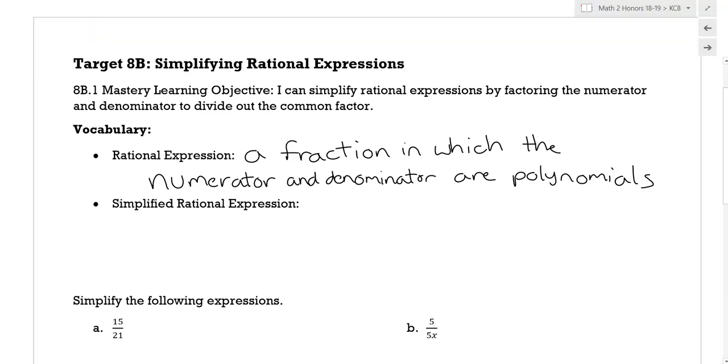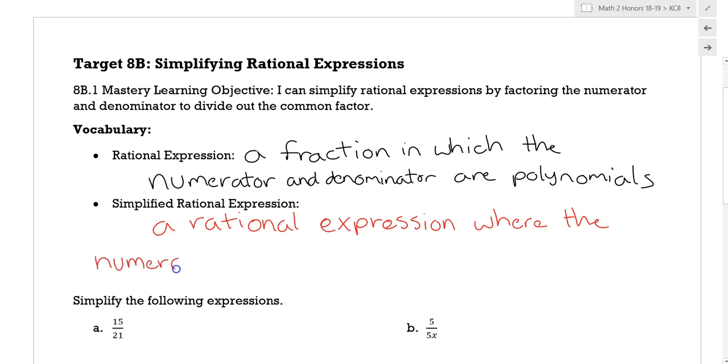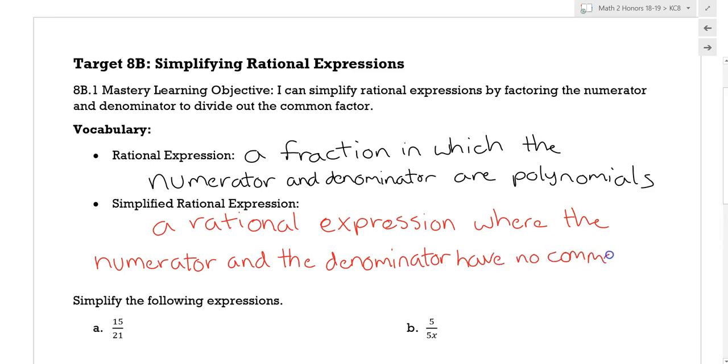Then a simplified rational expression, which is really what we want to get to, is a rational expression where the numerator and the denominator have no common factors. So basically you divide any common factors or any common number away. So we're going to look at it with regular numbers first.